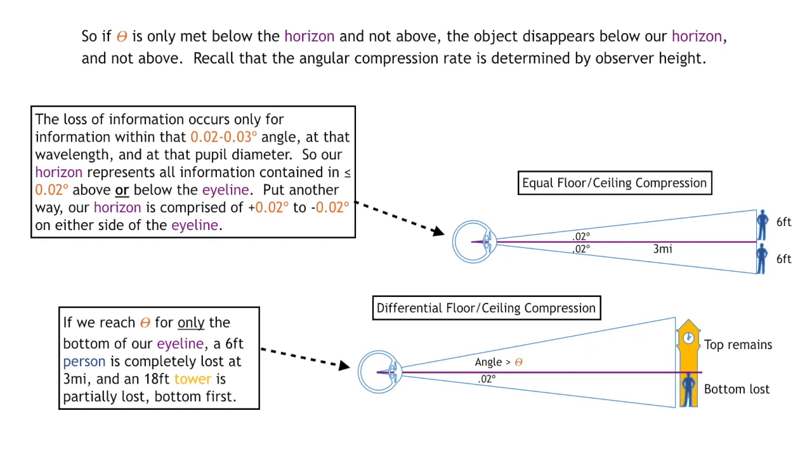And again, if we did differential floor and ceiling compression and we got closer to a tangible physical wall, ceiling or floor, then we would have differential angle compression, and anything met along that compressed angle side, either the wall or the floor or the ceiling, is going to reach theta, and it will be lost against that object. So if we reach theta for only the bottom of our eye line, a 6-foot person is completely lost at 3 miles, and an 18-foot tower is only partially lost. It loses 6 feet essentially, and it loses it bottom first if we are compressed against the floor.